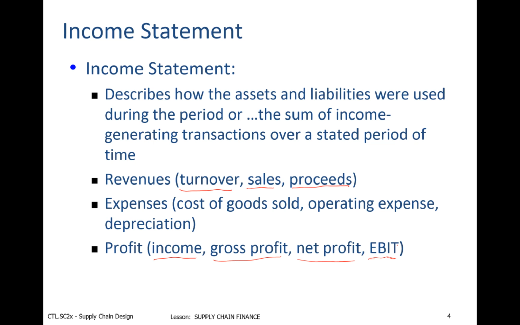When we think about expenses, there are many different components of the expenses. One of the primary ones you'll hear about is the cost of goods sold. Sometimes we call that COGS, right? You also have operating expense and then depreciation, then there's a number of others.